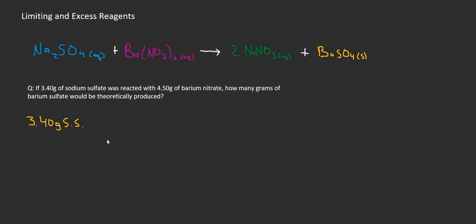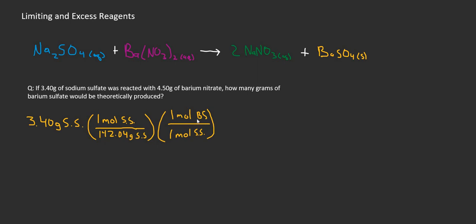And of course we're going to use the molar mass. So we're going to use the molar mass of sodium sulfate to get to moles from grams. So we take the molar mass, which is 142.04 grams, and we'll put 1 mole on top, since ultimately we're going to need to use a mole-to-mole ratio to get towards barium sulfate, and that's going to be our next step.